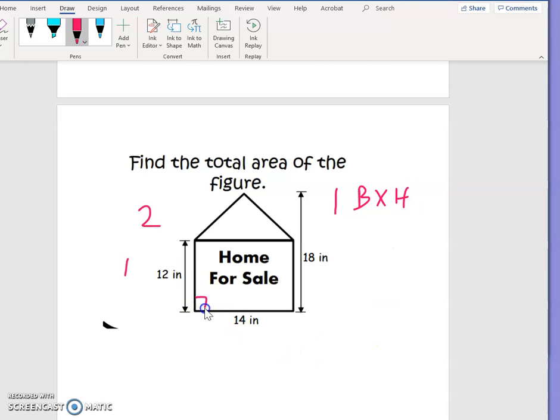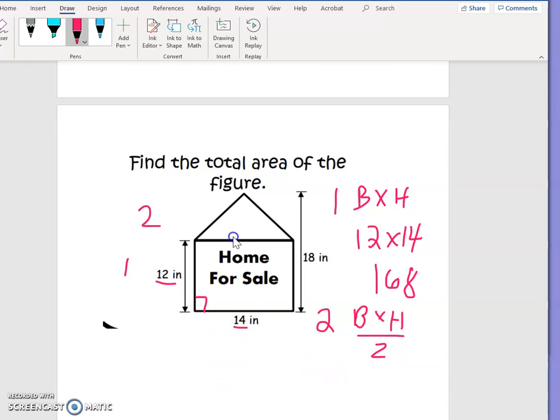The base and the height are where there's a 90-degree angle, so we're going to use 12 times 14. Again, for this, you can go ahead and use a calculator. So if you plug 12 times 14 into a calculator, you get 168. Now let's work on finding the area of shape 2. Shape 2, the top part is a triangle, so we're going to use the formula base times height and divide it by 2.